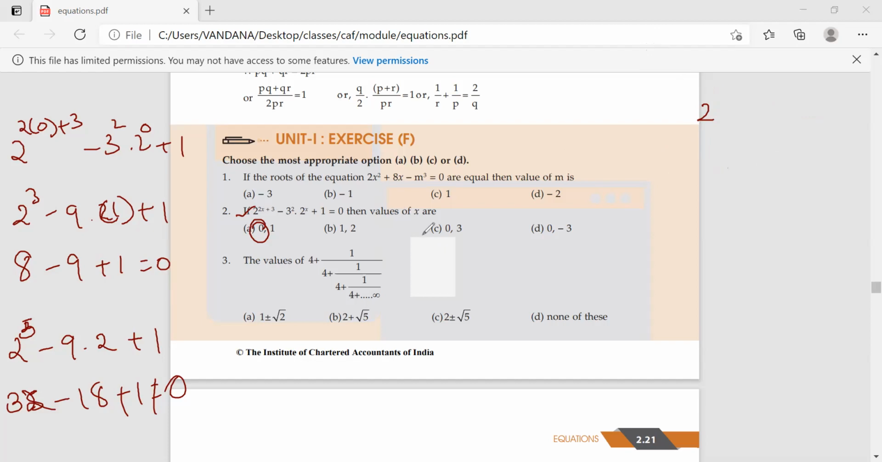So if x is equals to 0 satisfies, what happens for x is equals to 3? 2, 6 plus 3, yes, it is 2 raised to 9 minus 3 square is 9 into 2 raised to 3 plus 1.